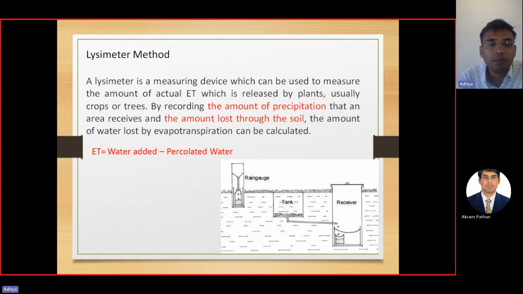A lysimeter is a measuring device which can be used to measure the amount of actual evapotranspiration released by a plant, usually a crop or tree. By recording the amount of precipitation and the water collected in this receiver, the amount of loss to the soil is calculated. So evapotranspiration is equal to water added minus water percolated.